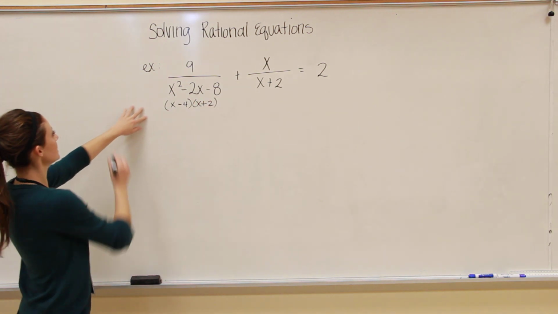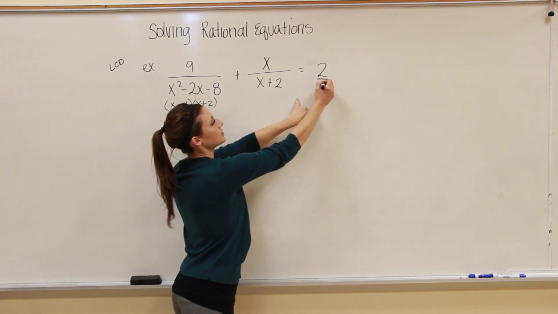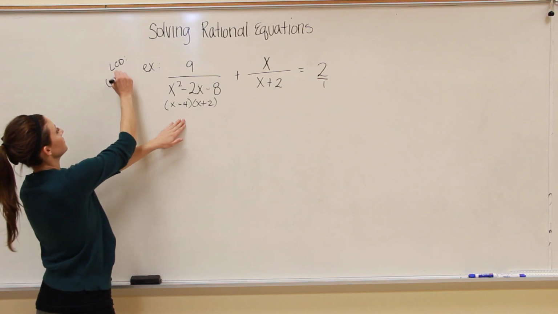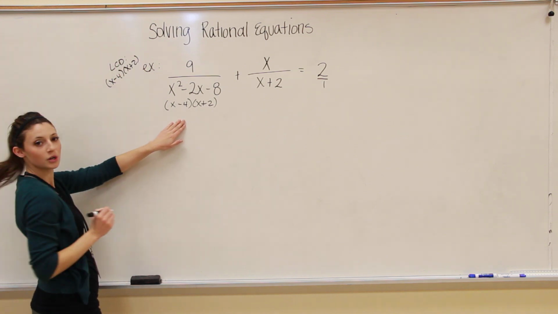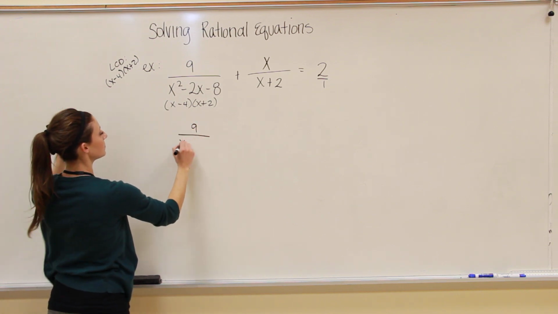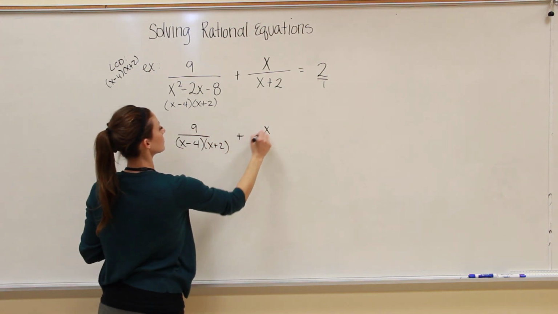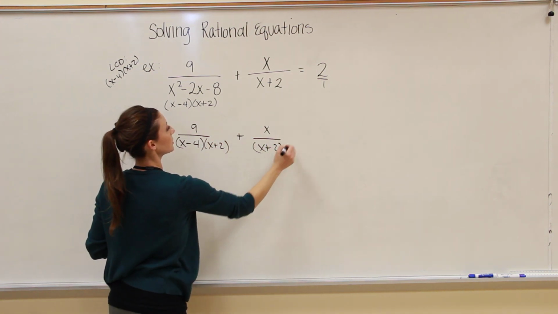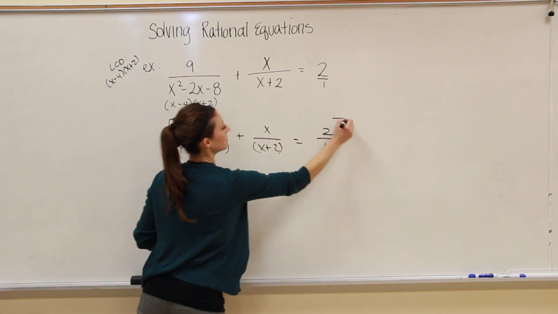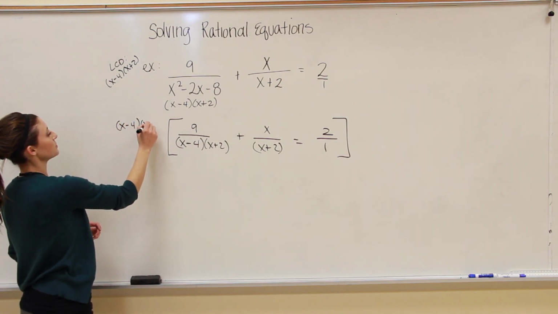And now you can easily see that the LCD for these three problems, that's over 1, is going to be both the factors, x minus 4 and x plus 2. So to fraction bust, we're going to take our LCD. I'm going to rewrite this so it's a little neater. Put these in parentheses. And we're going to multiply the entire thing by the LCD. So take x minus 4 times x plus 2.